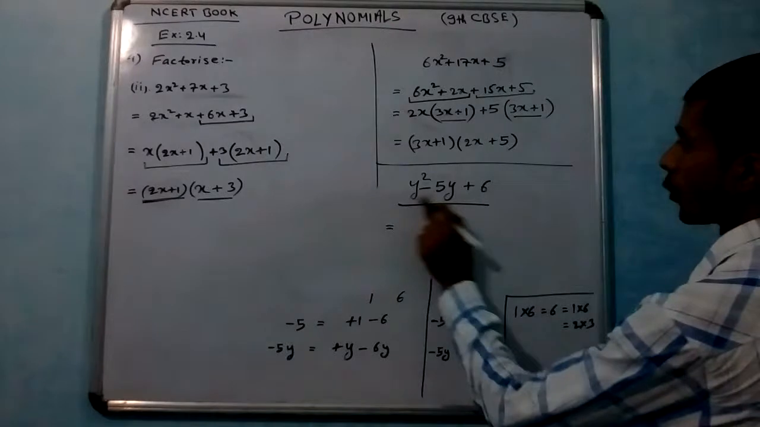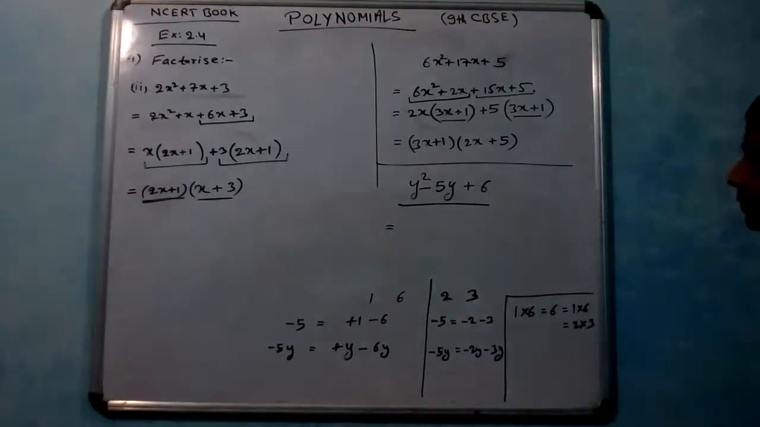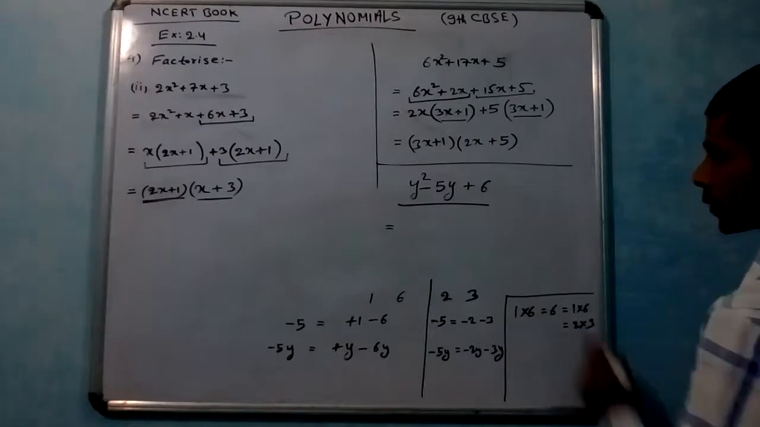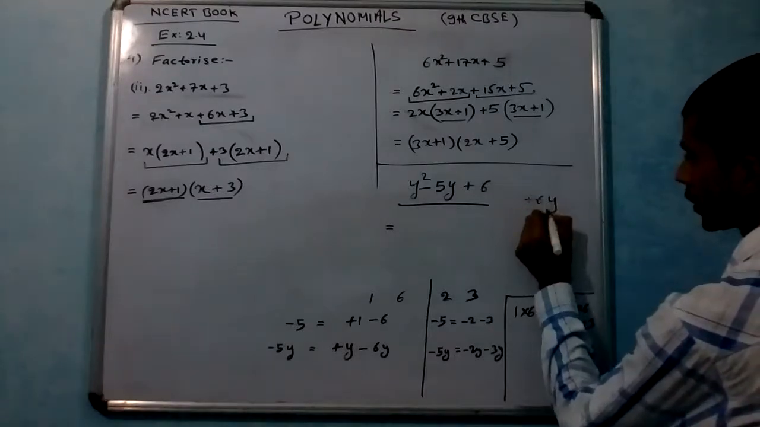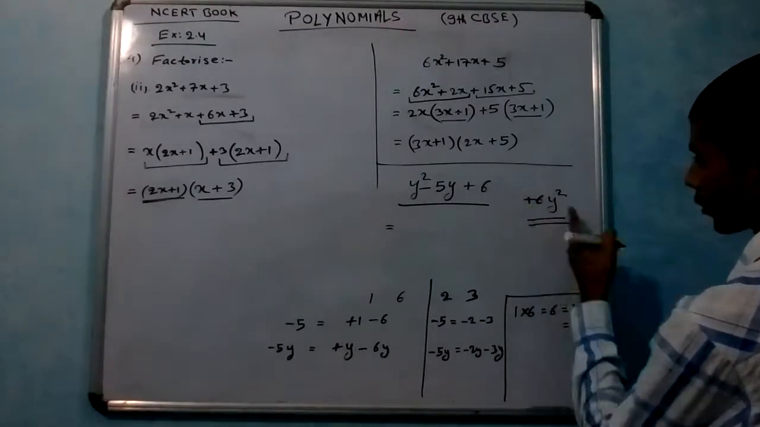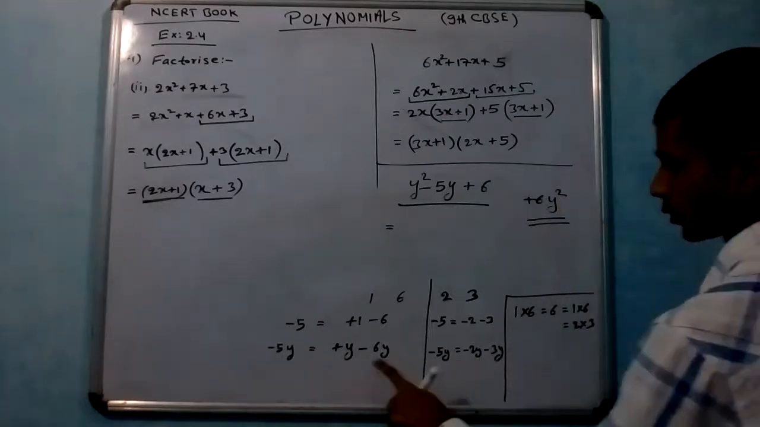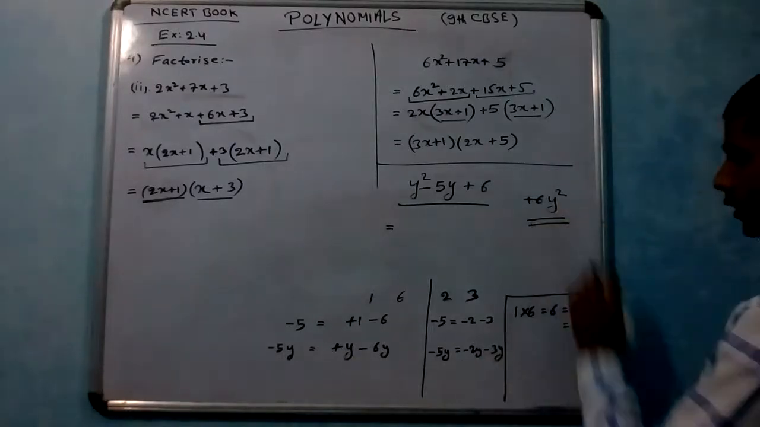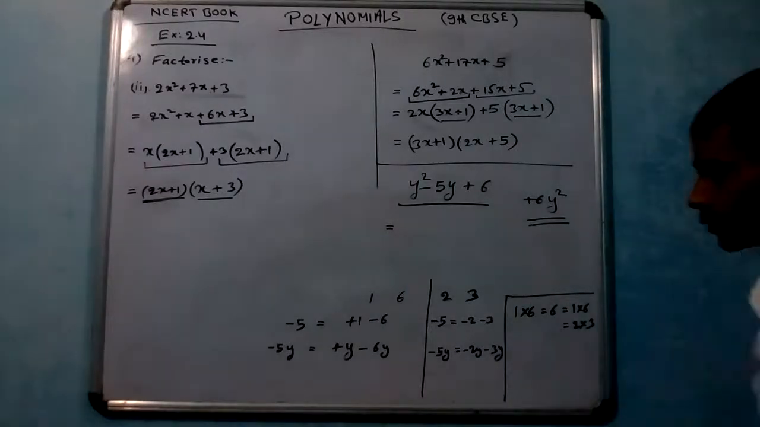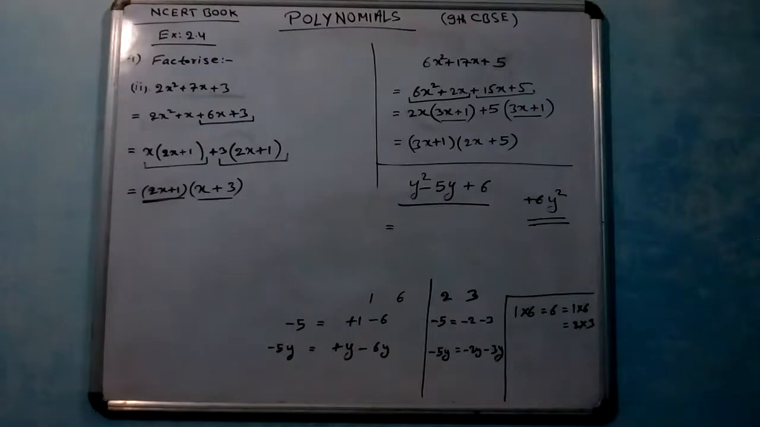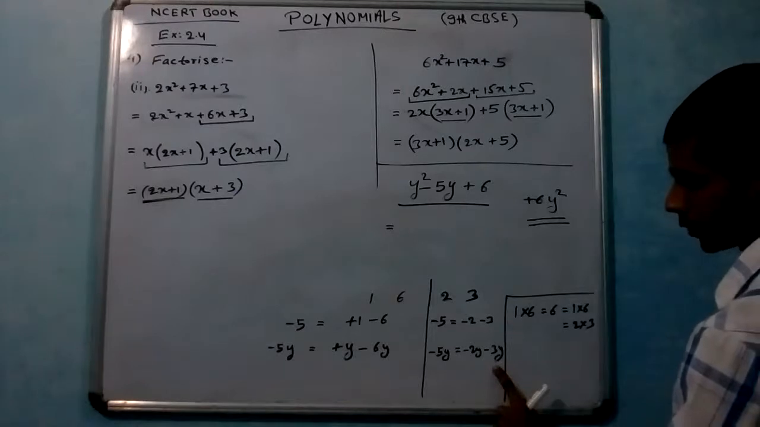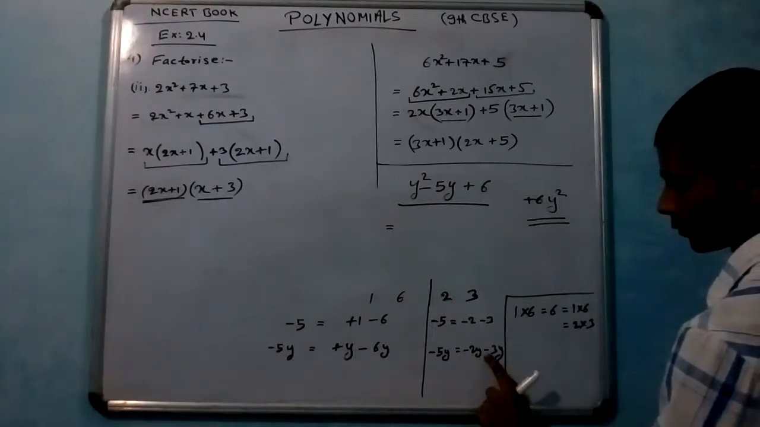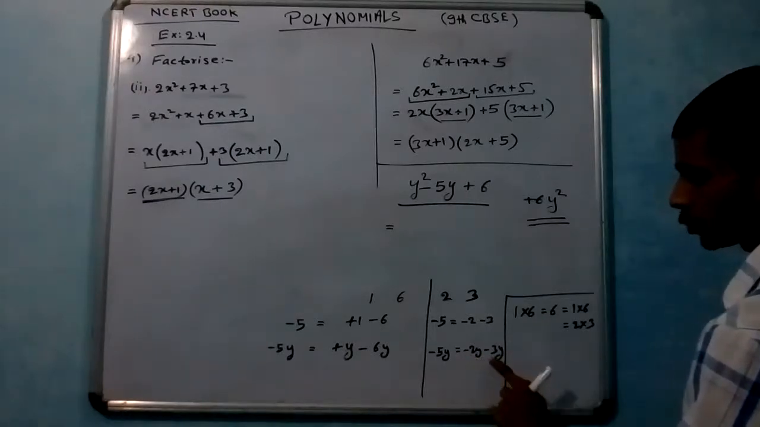Tell me here, what is the product of the first and the last term? Plus 6y square or minus 6y square? Plus 6y square. Now this value should come by multiplying these two splitted terms, in which we are getting plus 6y square. In this, how? Tell me. 2y into 3y, or minus 2y into minus 3y.